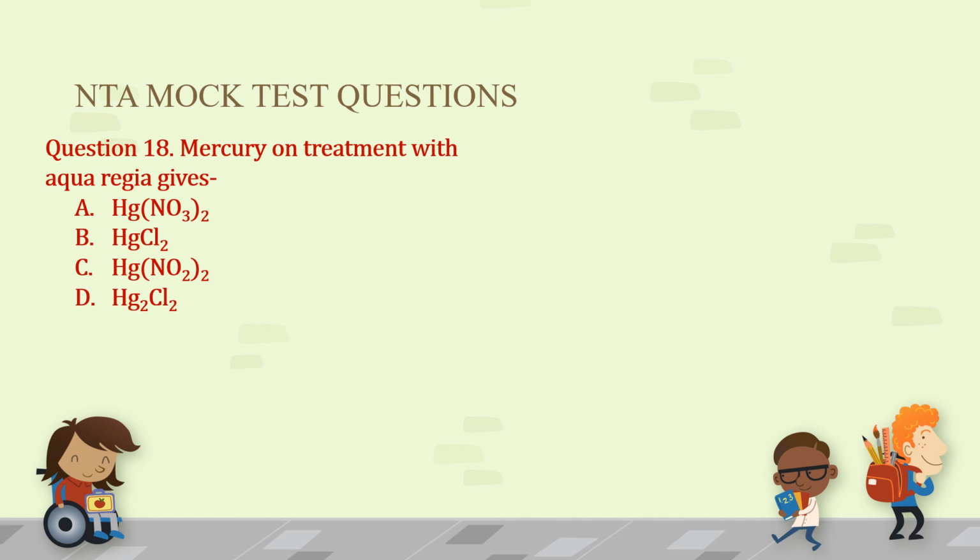Now the next question that we have is that mercury on treatment with aqua regia gives mercuric nitrate, mercuric chloride, mercuric nitrite or mercurous chloride. Well, let me tell you the correct answer: the correct option is B choice. So this is going to be mercuric chloride that is formed from mercury's reaction with aqua regia. Now, what is aqua regia?